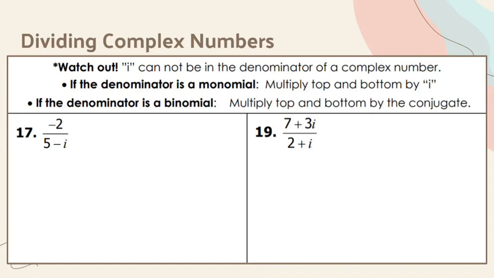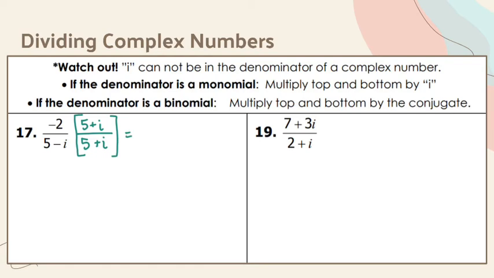Now is when we're going to get into binomials. Our denominators here both have two terms. So we will multiply the top and the bottom by the conjugate. And we only care about the conjugate of the denominator. So the conjugate of 5 minus i is 5 plus i. Remember, we have to multiply by something that equals 1, because we are not allowed to change the actual value of this expression. So we have to multiply the top by 5 plus i as well.